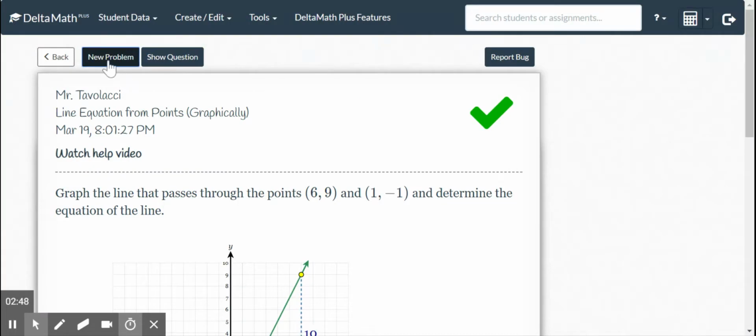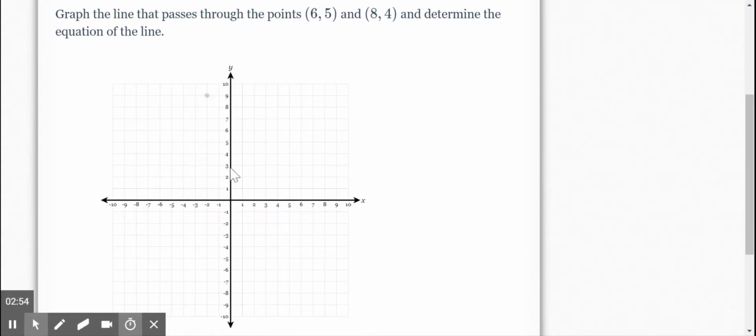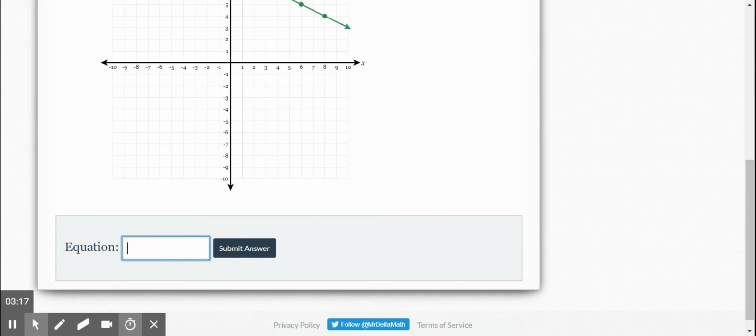Do one or two more. But I think you guys probably already know where this is going. So let's see, 6 comma 5, go over 6, up 5, plot my point. Go over 8, up 1, 2, 3, 4, plot my second point. That's definitely a negative sloping line. It looks like we drop 1 when we run 2. So that's going to be a slope of negative 1/2.